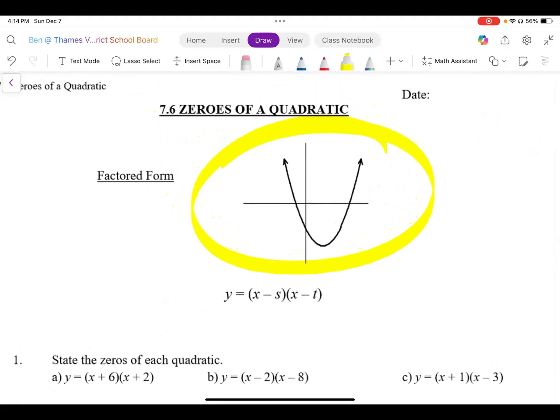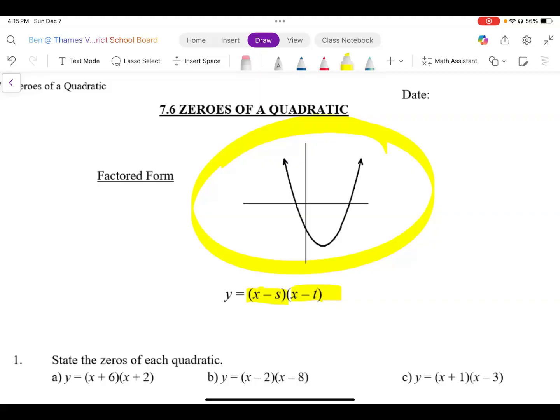We know our factored form looks something like this. This might be review, this might be new. Either way, when we're looking at the factored form of a parabola that looks like this, then we're recognizing, okay, there are two things that are multiplying by one another. That is our first set of brackets. In this case, it's x minus something. We'll call that something an s. And then we're multiplying that set of brackets by another set of brackets, x minus something else. We'll call that something else a t.